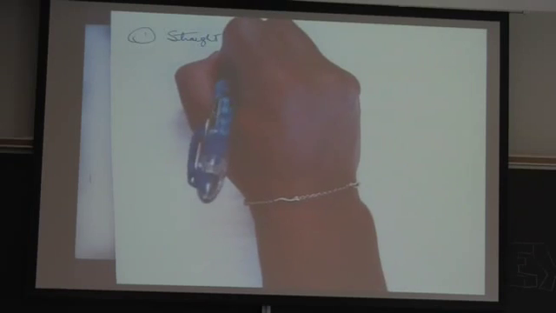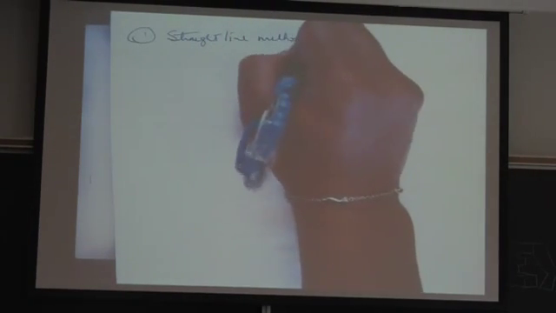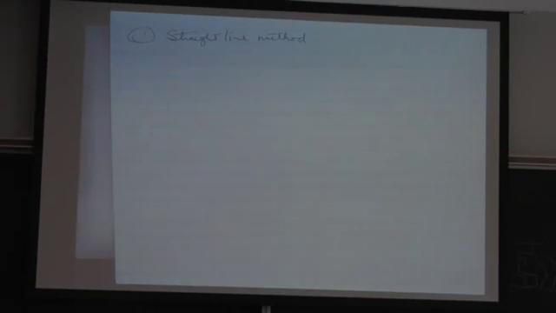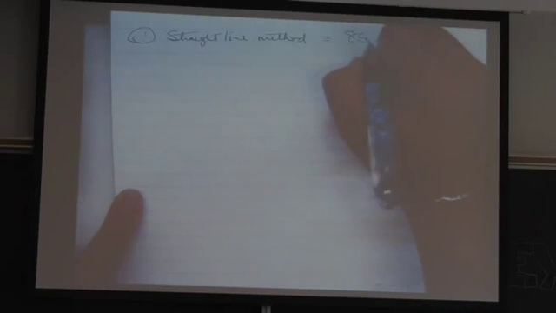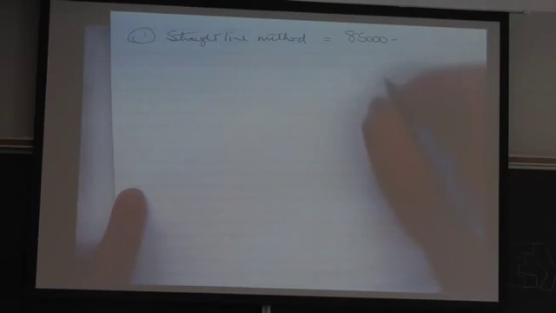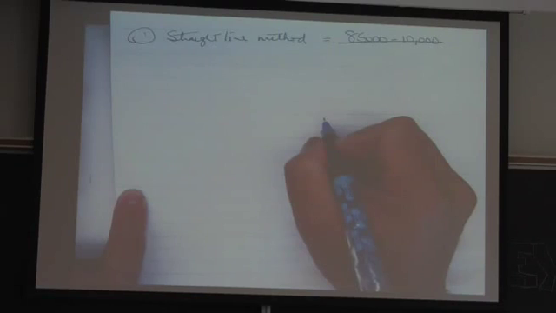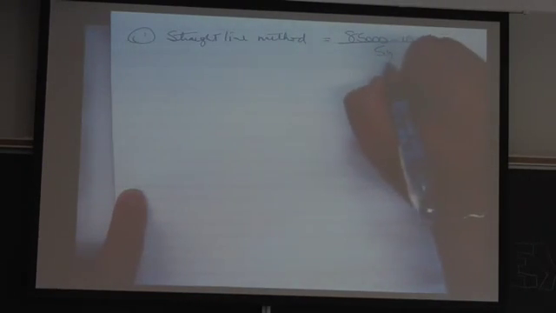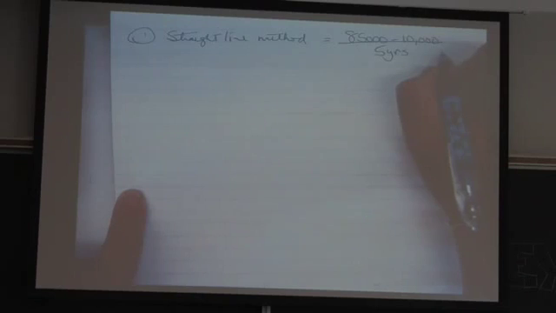Under the straight line method, we need to calculate the amortization. So it's the cost of the asset, $85,000, minus the residual value, which is $10,000, divided by useful life. In this case, it's 5 years, to give us the amortization of $15,000 per year.